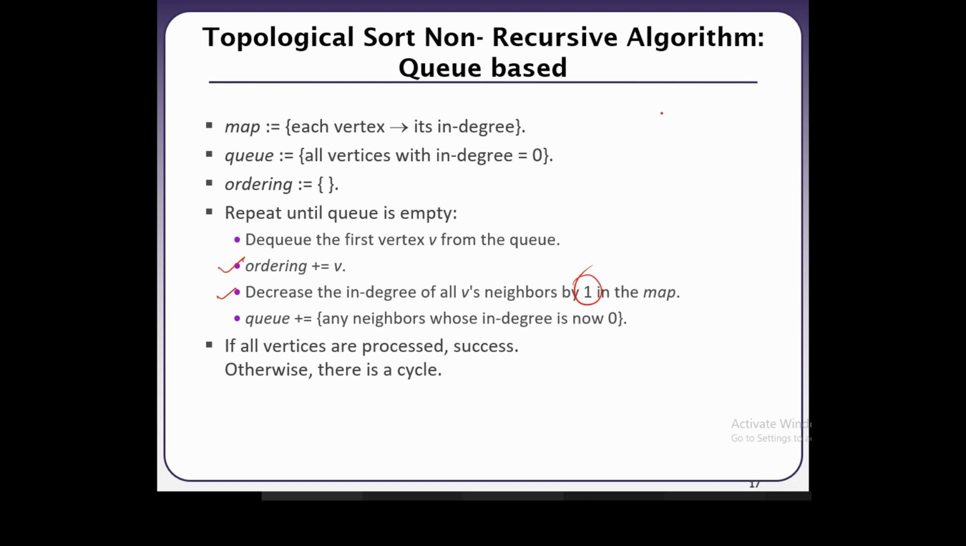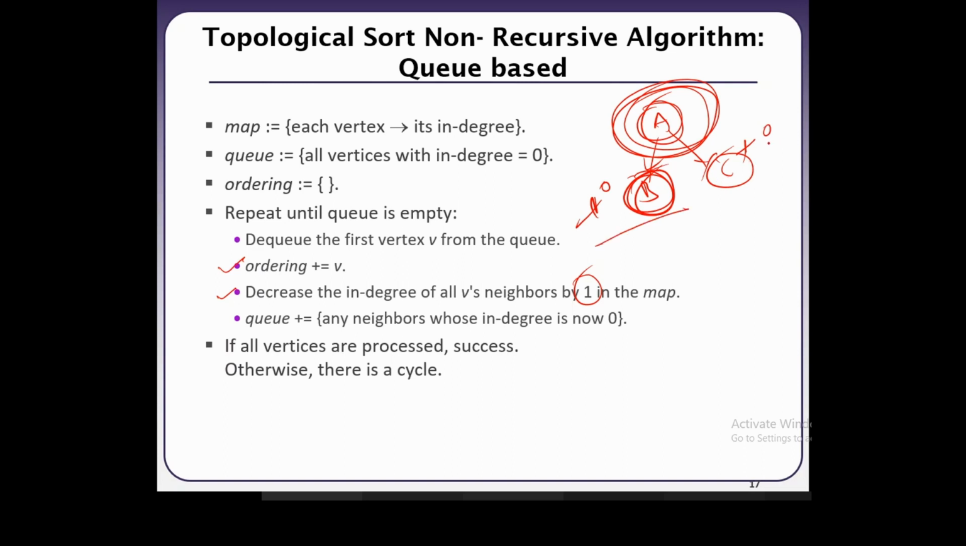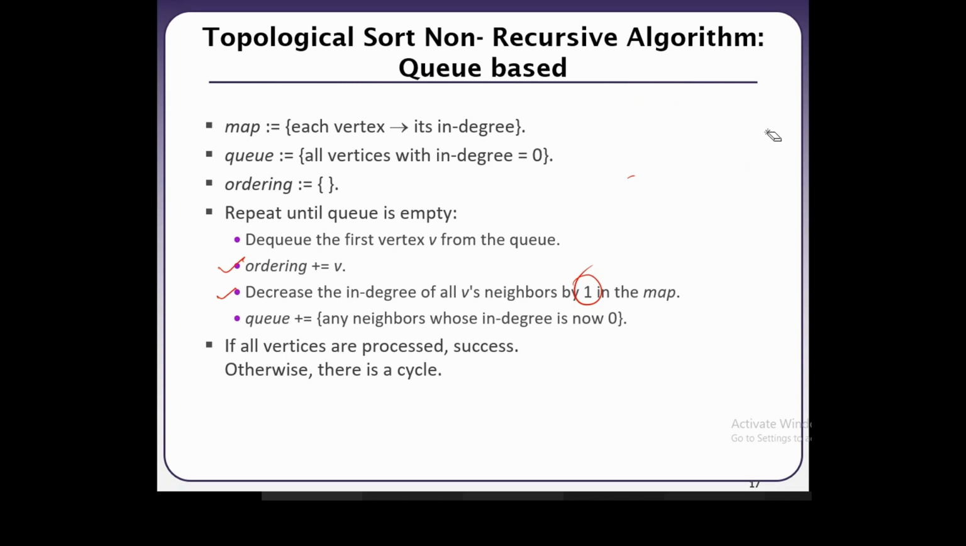So basically what is the logic? Suppose this node is dependent on this node, and its in-degree is 1. When this node completes its processing, the dependency is over, so its in-degree will be reduced to 0. Now the in-degree of this vertex and this vertex is 0. And after this processing, if some node's in-degree becomes 0, then we simply add that node into the queue. So if all the vertices are processed, then the operation is successful, otherwise there is a cycle.